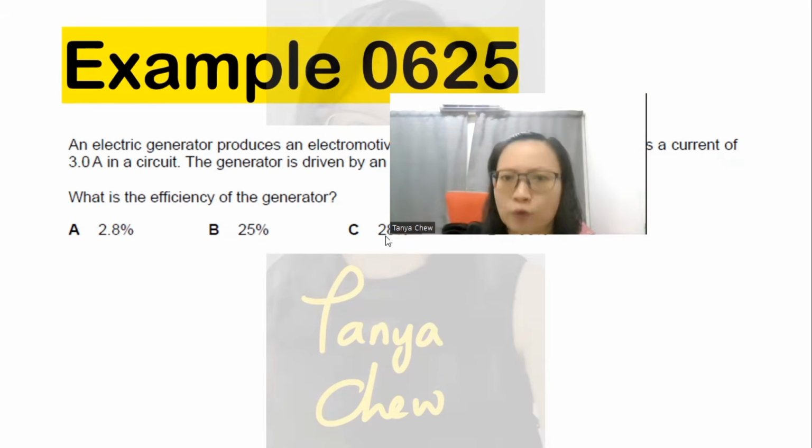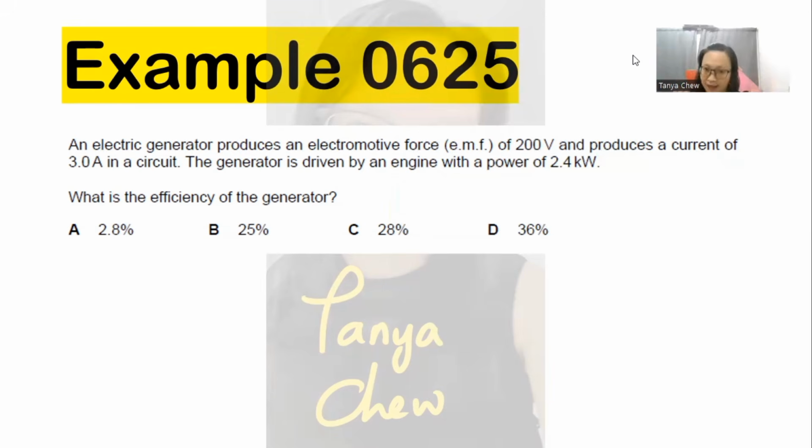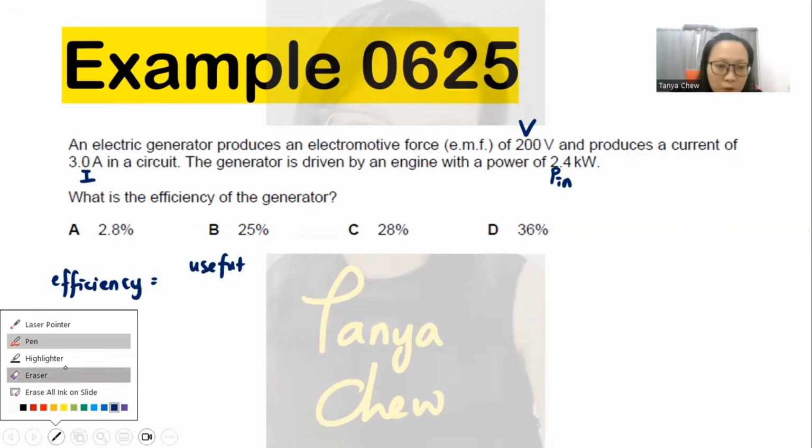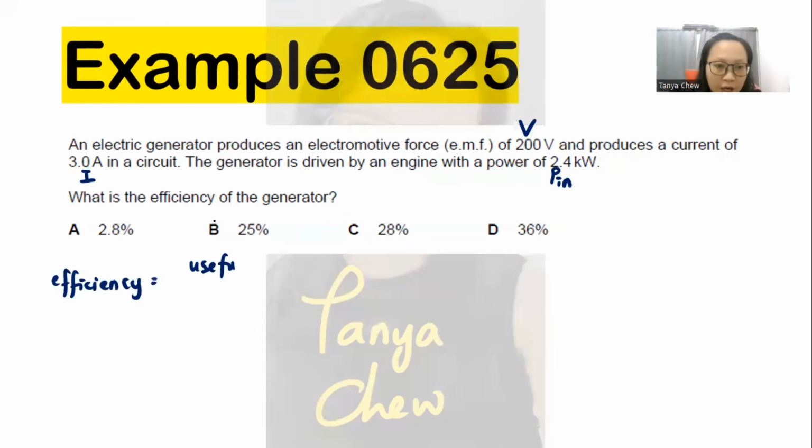So which ratio are you supposed to use? Let us look at the data given. They give us V, they give us a current, and they give us the input power. When the input power is given and you are asked to find the efficiency, I am definitely going for this ratio: useful output power over input power times 100%.